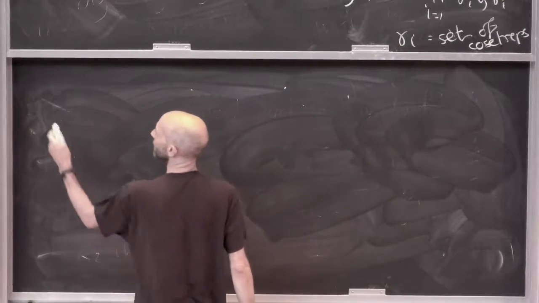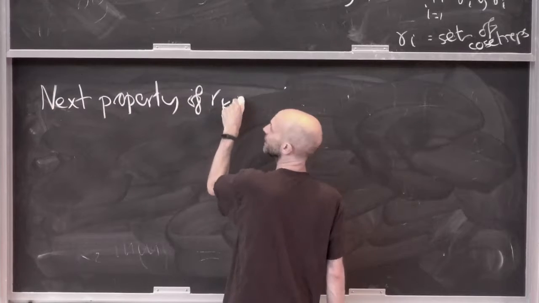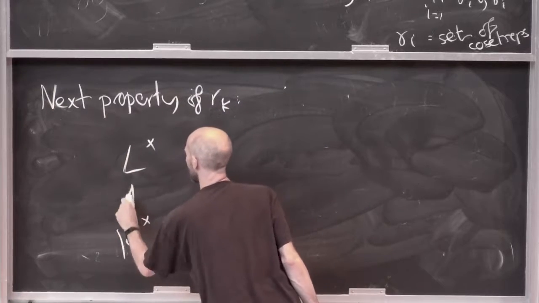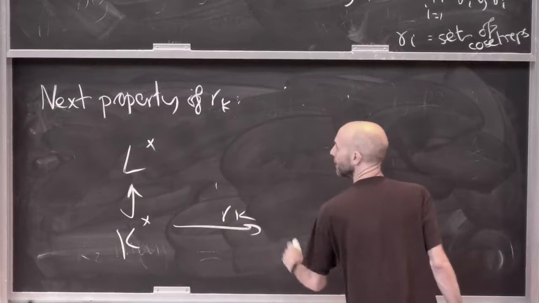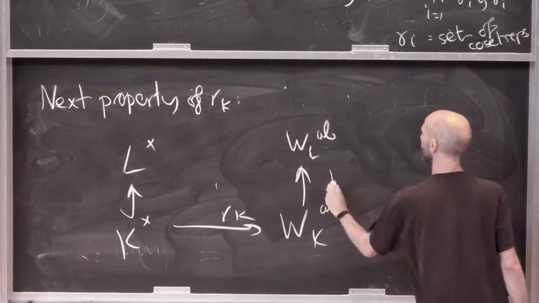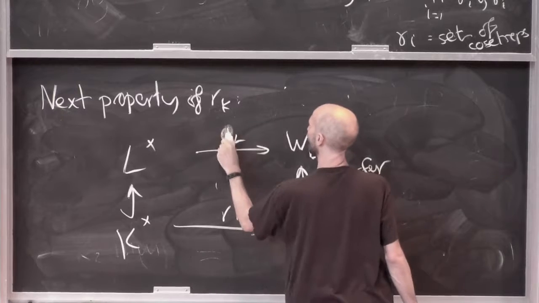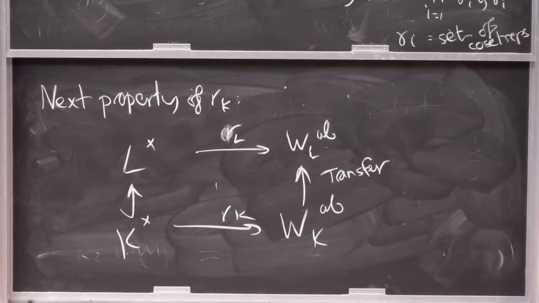So here's the next property of these RK maps. We have L star, K star, and we now have the inclusion, and here's RK, and here's WK ab, and here's WL ab, and then this thing here is this transfer map. There. RL. And again, this isn't an exercise because you don't know the definition of RK. But basically, what I'm trying to do here is list enough properties of local class field theory that will last you a lifetime. And I think I might have done it.